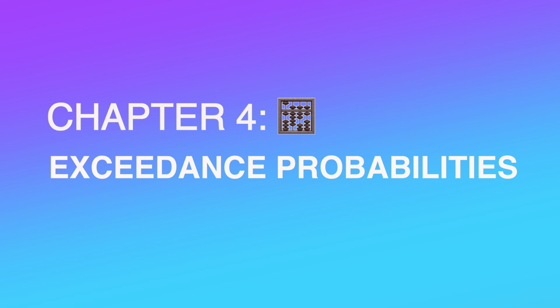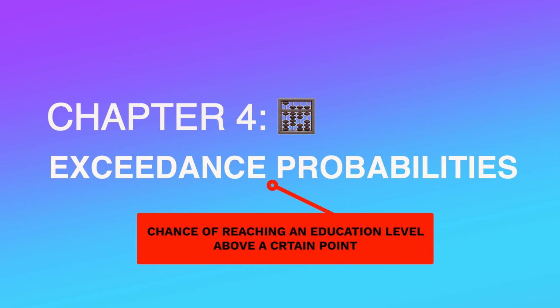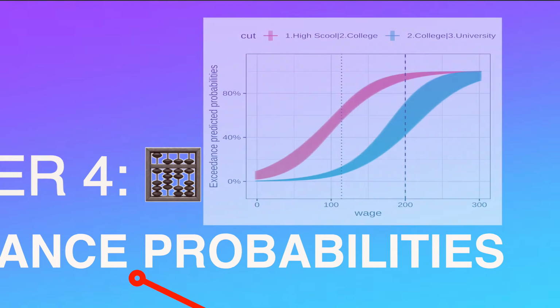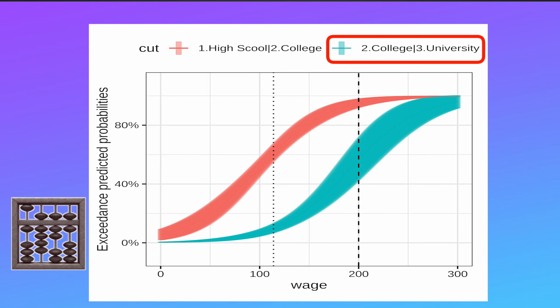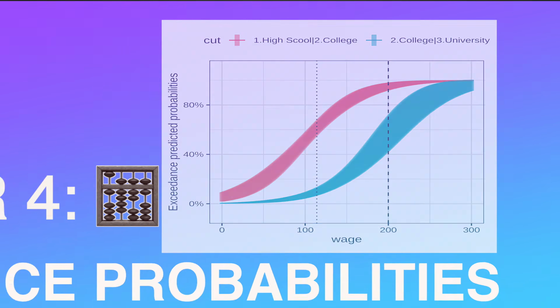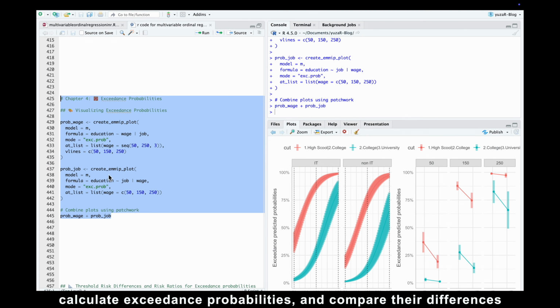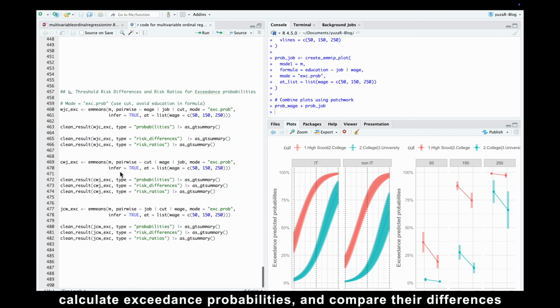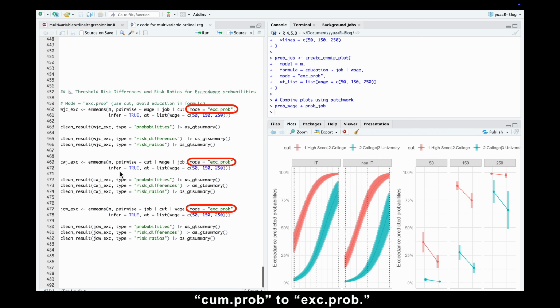Finally, exceedance probability is the chance of reaching an education level above a certain point. For example, at the college-university threshold, it's the likelihood of having a university degree or a PhD rather than a college degree or lower. To create plots, calculate exceedance probabilities, and compare their differences using our earlier code, we just need to switch the mode from cumProb to xProb.